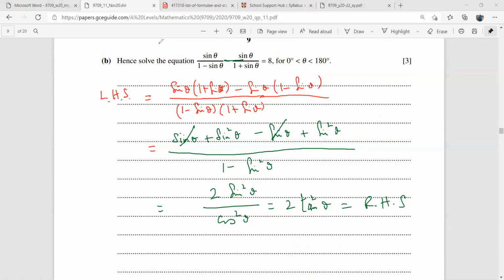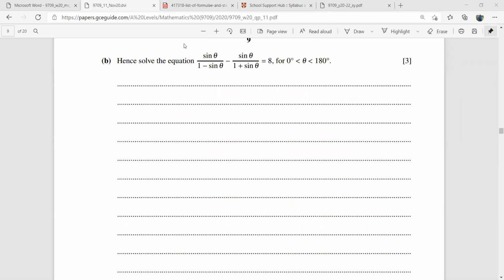In this B part, it says, hence solve this equation. So you put all of this left hand side, which was equal to this, equal to 8. So this 2 tan square theta equal to 8. Children, whenever you have this hence, never start working from scratch. Use the previous part's working. So this tan square theta is equal to 4.